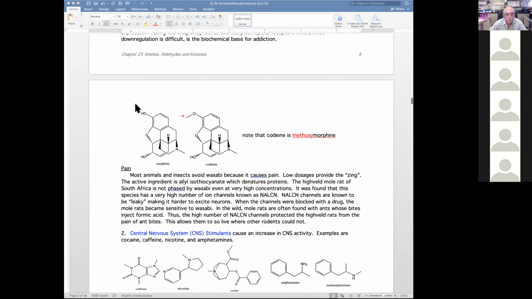So here is morphine, and here is codeine. What's the difference? Simply, again, I took this secondary alcohol right here, and I made an ether linkage out of it. So this is methoxy morphine. That's what codeine is.